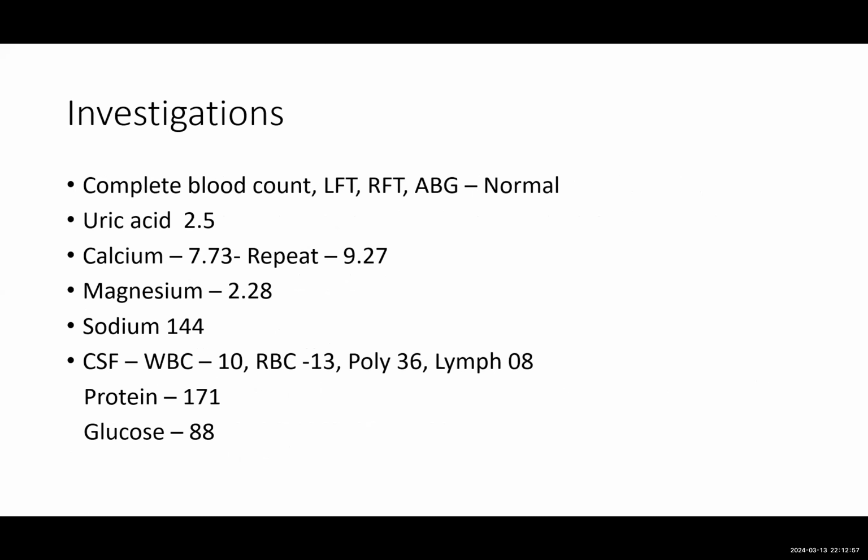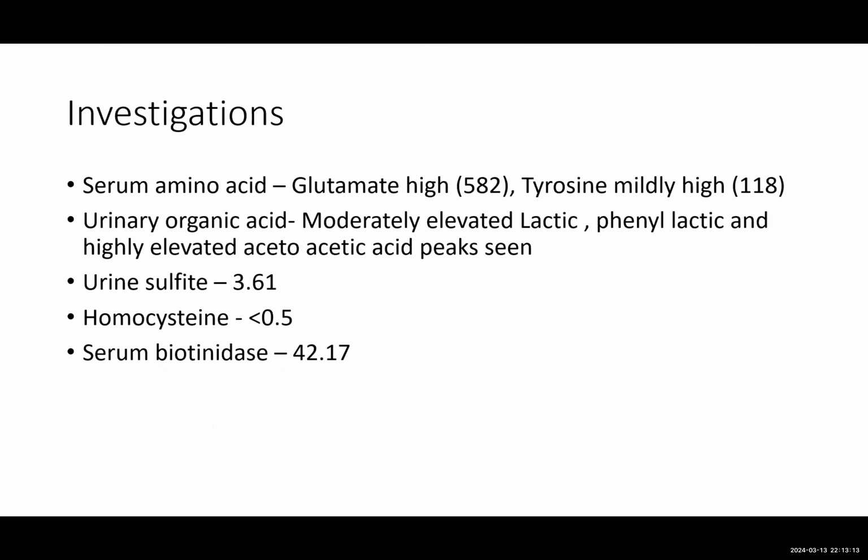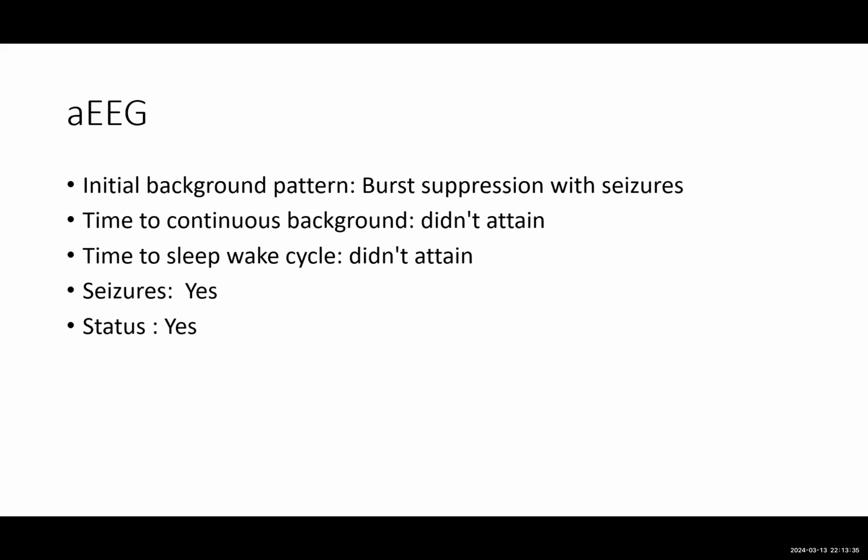When he was in NICU, the blood counts were normal. LFT, RFT, ABG were normal. Uric acid was low, and calcium was initially 7.73. Repeat calcium was normal. Magnesium was 2.28. Sodium was normal. CSF showed WBC 10, protein 171, and glucose 88. Serum amino acids showed a high glutamate and mildly high tyrosine. Organic acid showed elevated lactate. Urine sulfite was done in view of suspicion of sulfite oxidase deficiency and molybdenum cofactor deficiency. It was low, 3.61 normal. Homocysteine was low, and serum biotinidase was at a normal level.